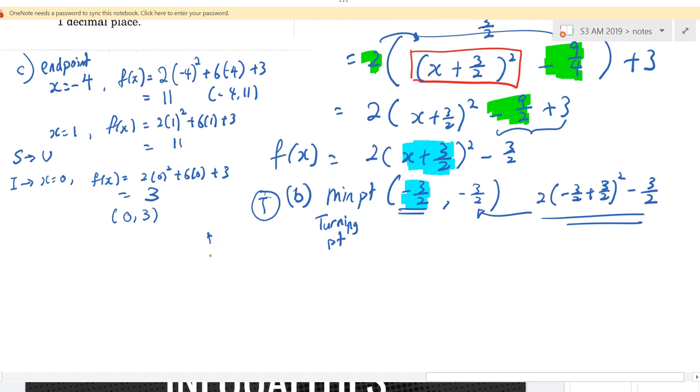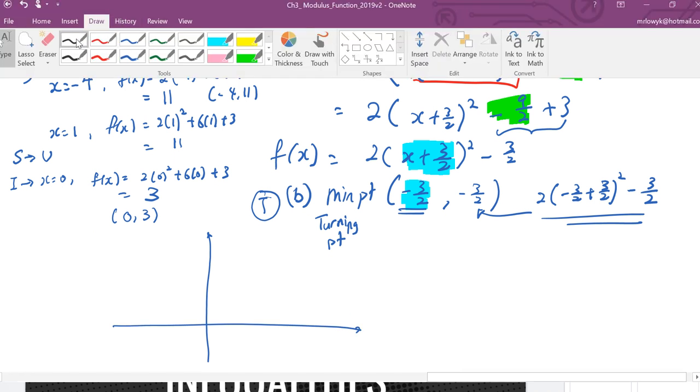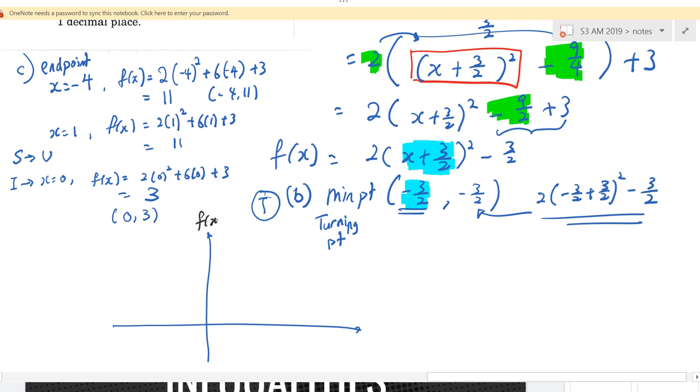So let's go. This is f(x), the y-axis. This is x, the x-axis. So what else do we need? Turning point I have already. Minimum point negative 3 over 2, negative 3 over 2. Line of symmetry x equals negative 3 over 2. So I have a curve like that, then like that, right? But this black one is y equals to 2x squared plus 6x plus 3.